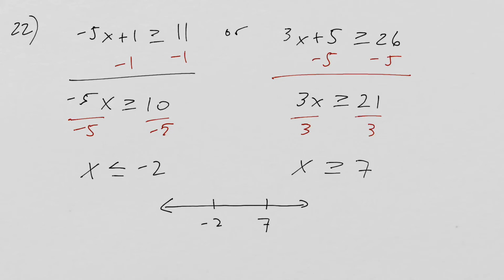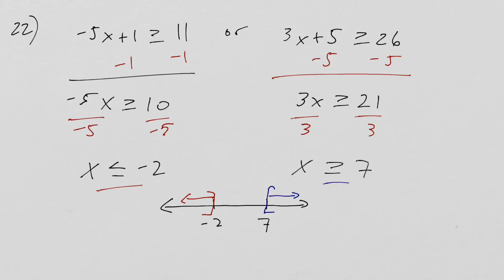This one was less than or equal to, so it's a bracket pointing to the left. This one was greater than or equal to, so it's a bracket pointing to the right. Now, if this was an "and," we'd have a null set. But this is an "or," so we have to include them both.